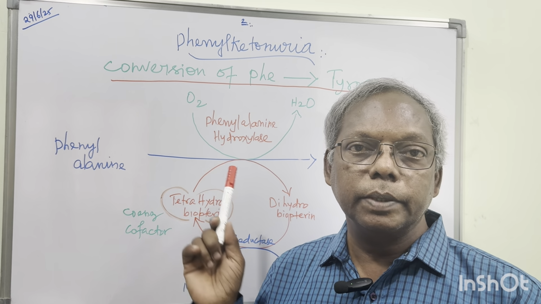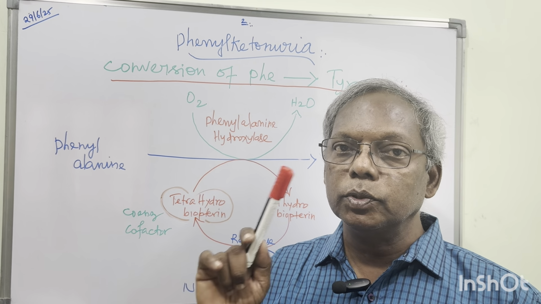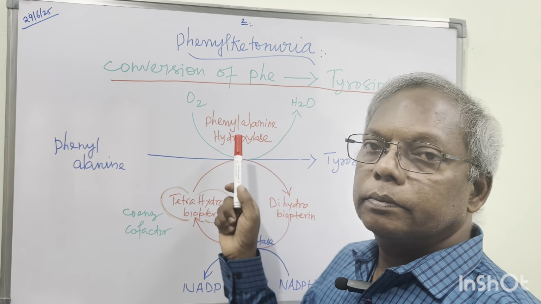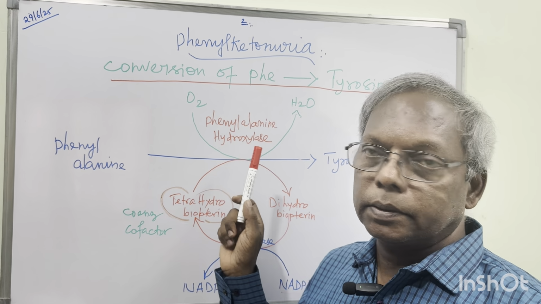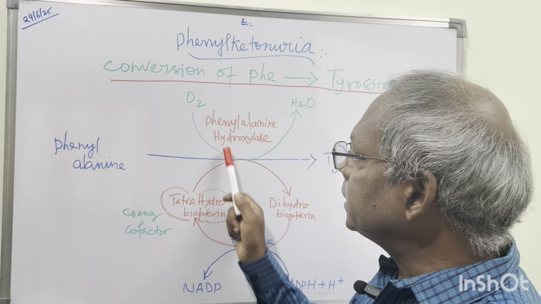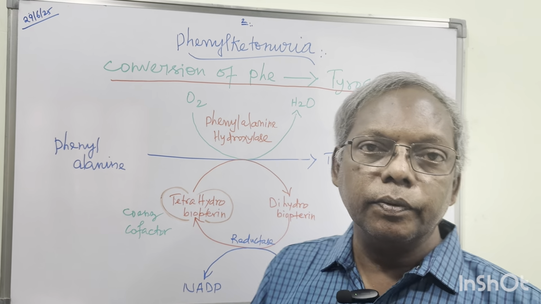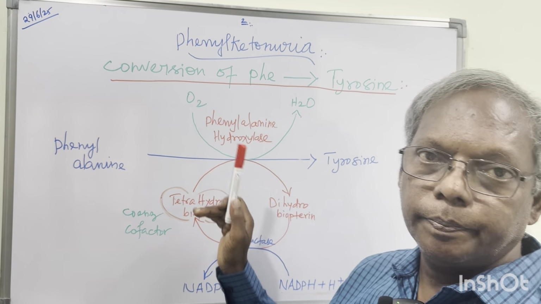Very important enzyme name. You should write it carefully in your university examination. Most of the students will change the name of this enzyme. Phenylalanine hydroxylase. Don't write anything else. For this hydroxylation, we require one oxygen molecule which will be converted into water molecule. This is the first part.